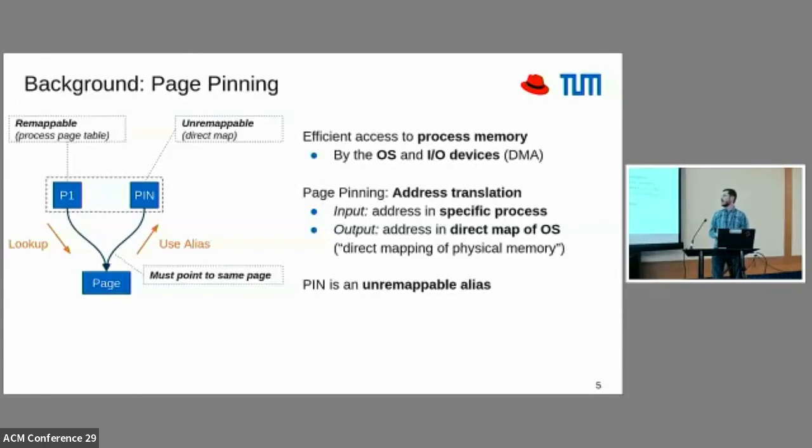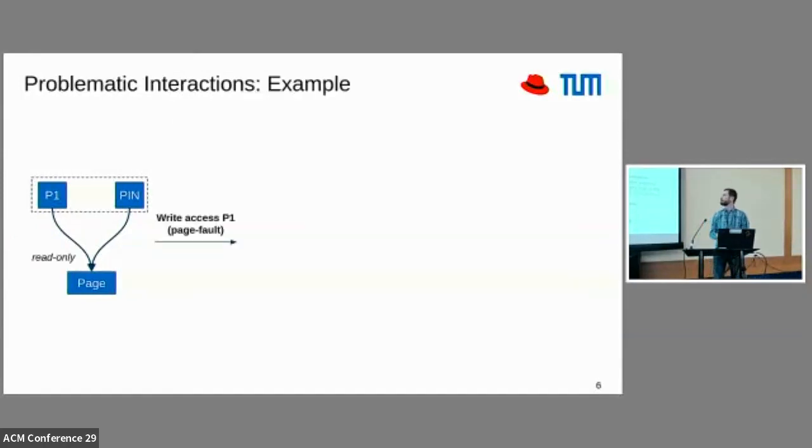And is that an issue? It surely is if we might end up remapping what's mapped into our process page table and we still have that page pinned at the same time. Now, in our paper we cover a lot of problematic interactions. I'm only going to share one example here.